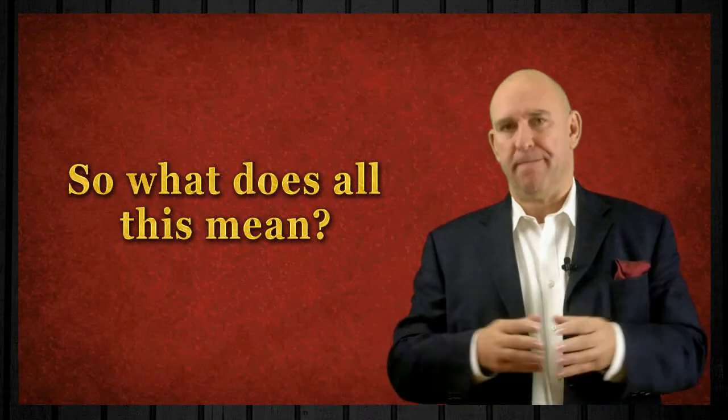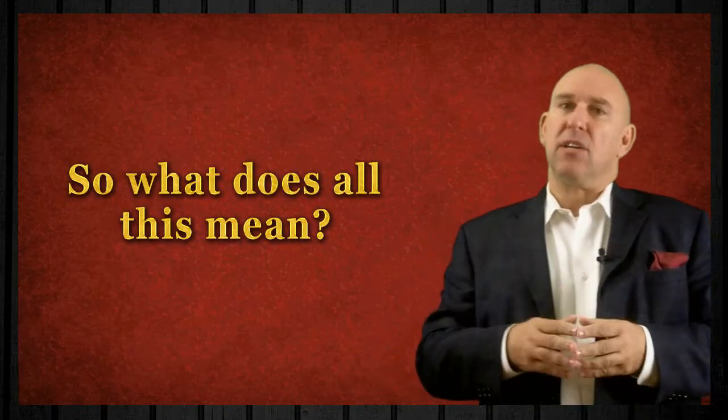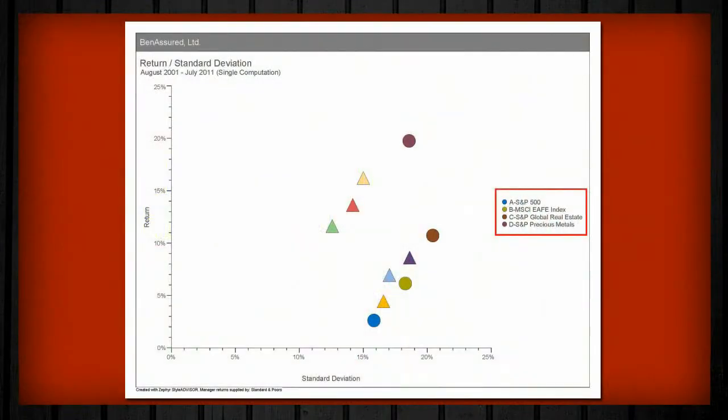So what does all this mean? This time I've added a legend on the right side of the screen. The circles represent 4 different indexes. The blue circle, otherwise known as A, represents the standard deviation and return of the S&P 500 over the past 10 years. That is the beginning of August 2001 through the end of July 2011. The return during that period of time was 2.61, with a standard deviation just under 16%.